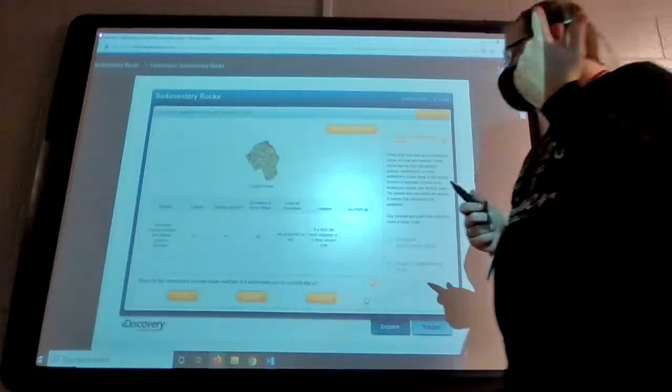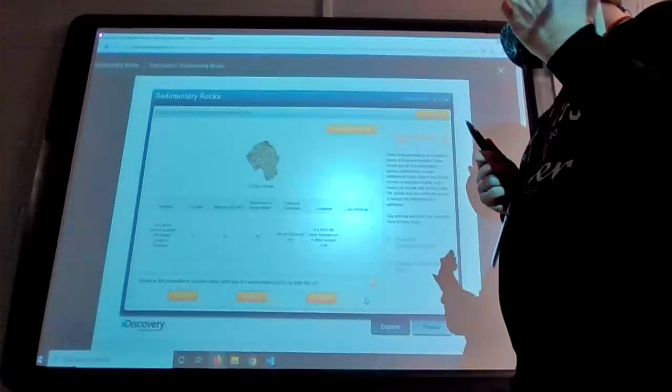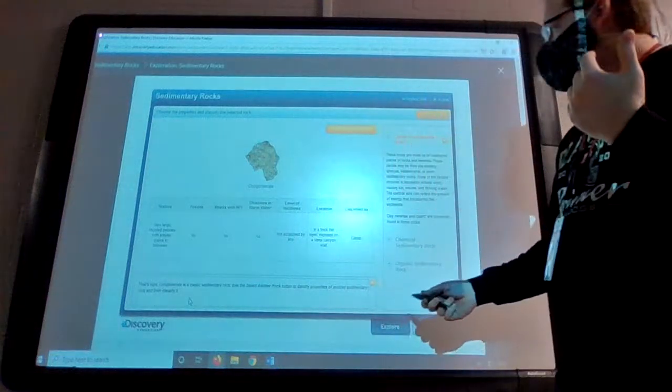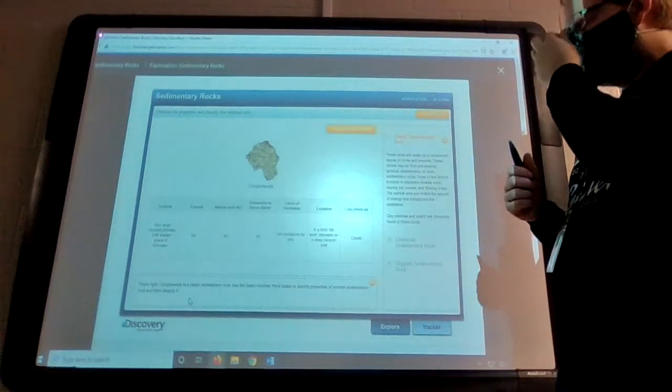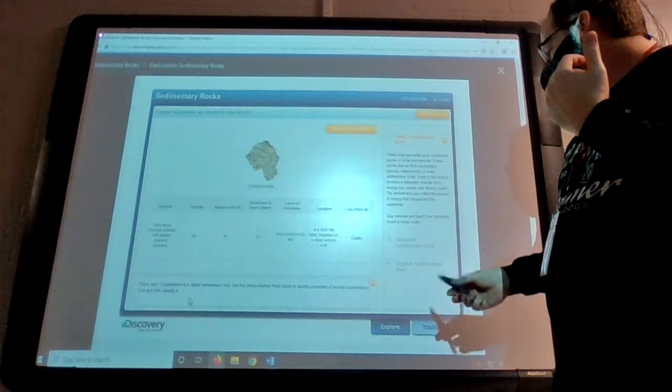So now, after we've gone through all that, we need to do the last classification. This one's going to be clastic. It looks like it's made up of pieces of other types of rocks, and so it's going to fit in the clastic category.